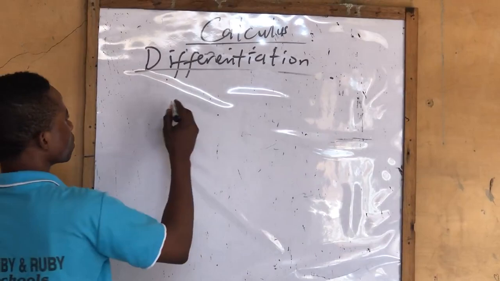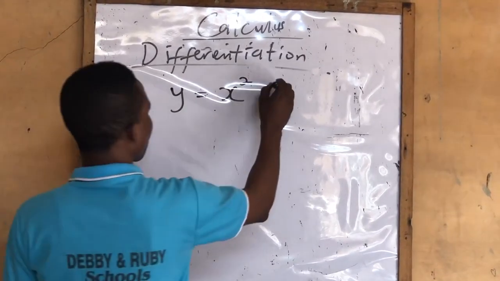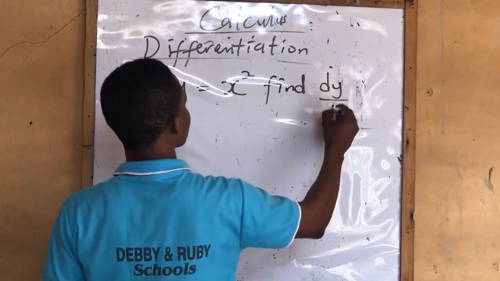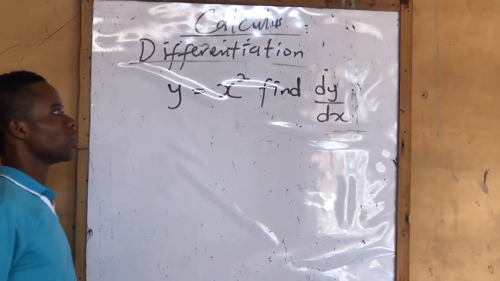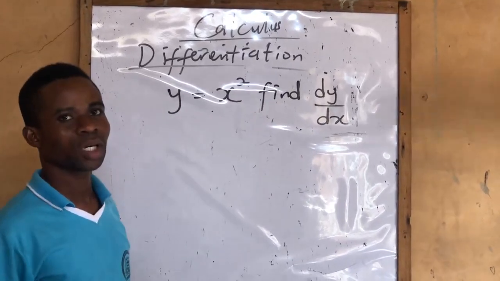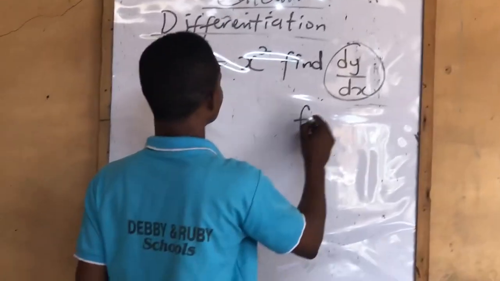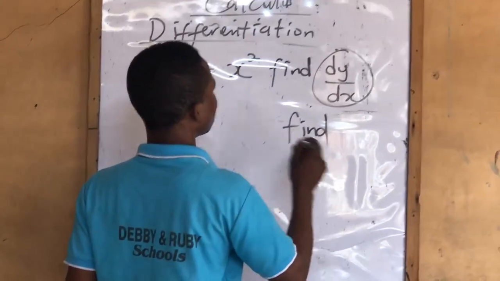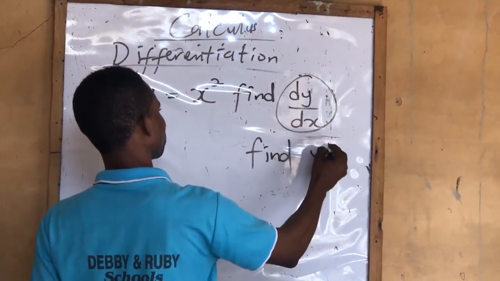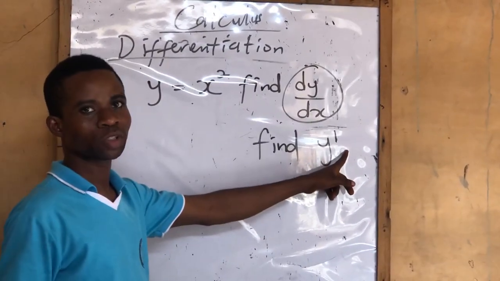If I am given something like this, y equals x squared, and they say find dy dx. Now, dy dx means I should differentiate this. If they don't use dy dx, they can also say find y prime. If they ask me to find y prime, it also means dy dx.